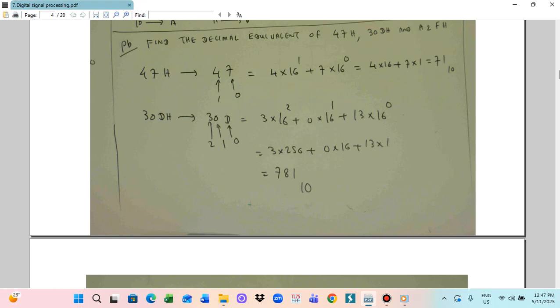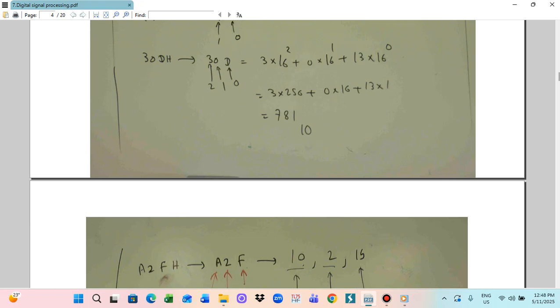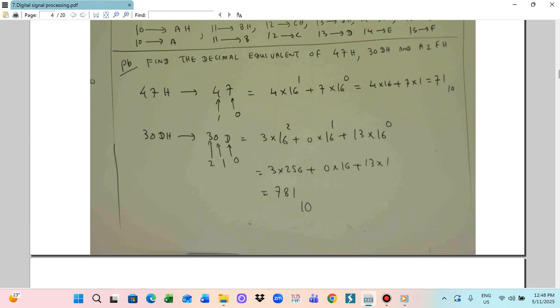16 power 0 is 1. So you solve this one, so that way you got 781 in base 10. So 30DH is equal to 781 base 10. But 30DH you can rewrite as 30D.